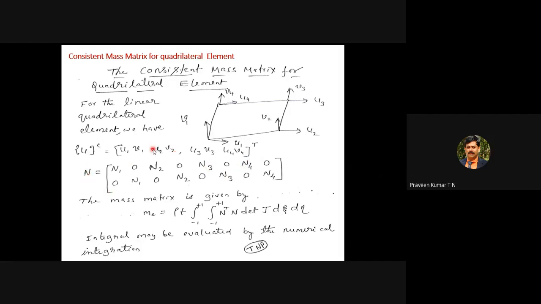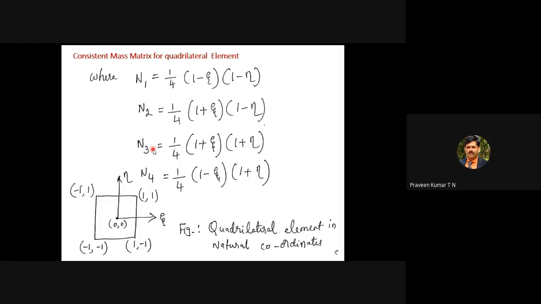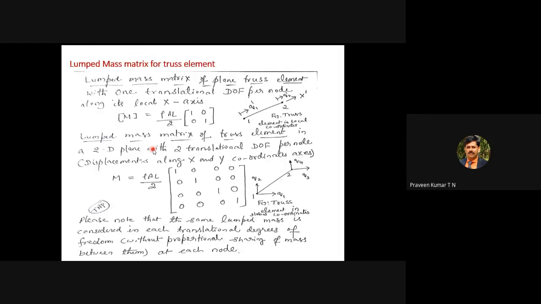You have to remember the N matrix, then write down the general formula. So no need to write the final calculated value. Similarly, you have one more type of matrix, it is referred to as the lumped mass matrix. So no derivation for the lumped mass matrix.